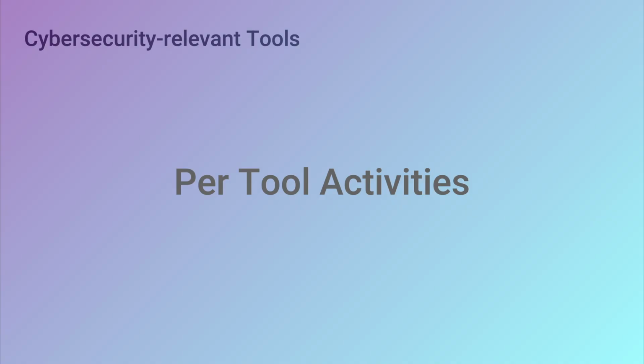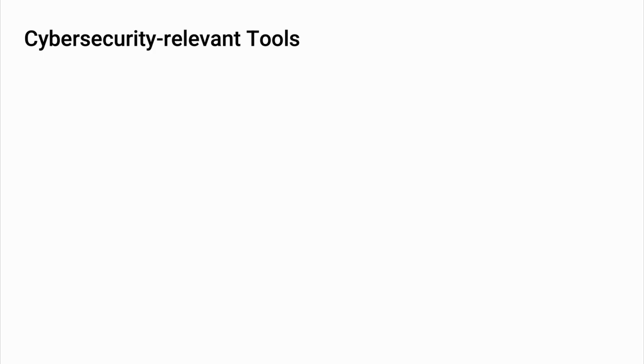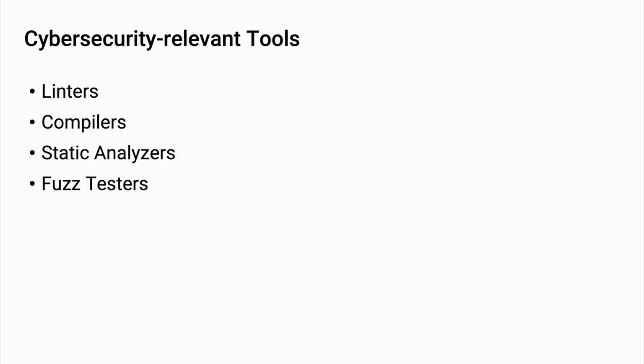Our first 2 activities are performed on a per-tool basis, which is to say that we can look at those without having to concern ourselves with the actual system that we're going to apply them to. The first thing we need to ask ourselves is, what are security-relevant tools? These include things like linters, compilers, static analyzers, fuzz testers, and dynamic analyzers. This is not to say that this is everything, but these are the type of tools that we focus on when we're looking at settings within the context of cybersecurity.